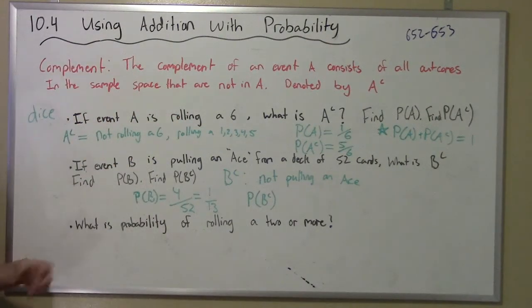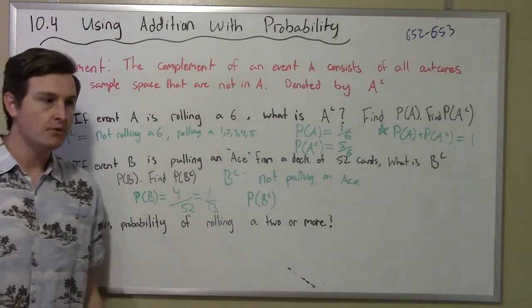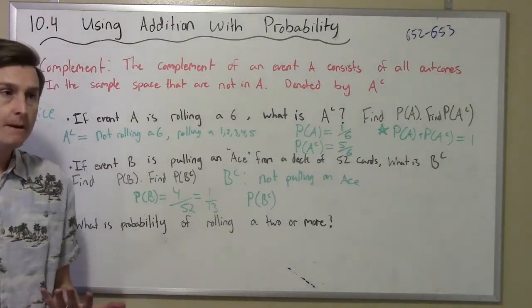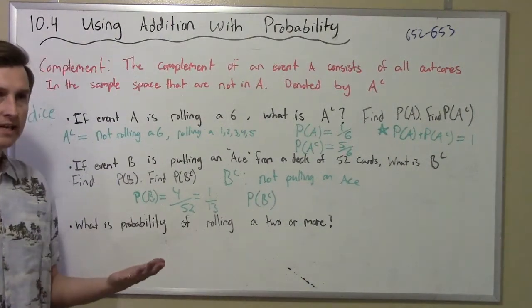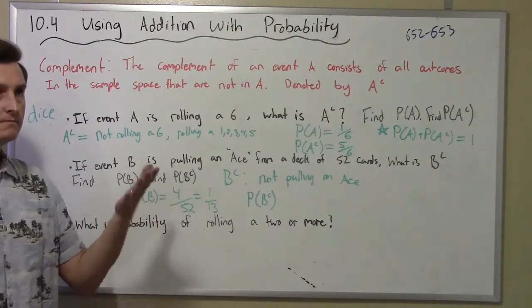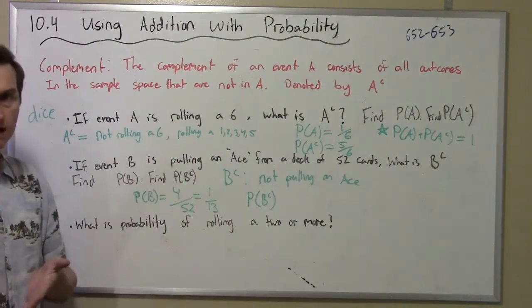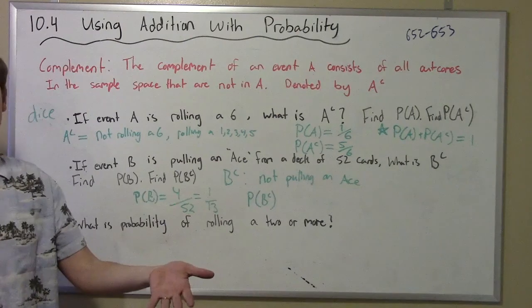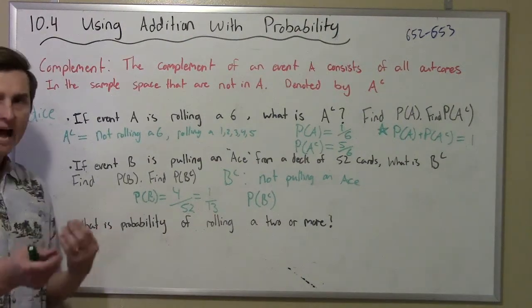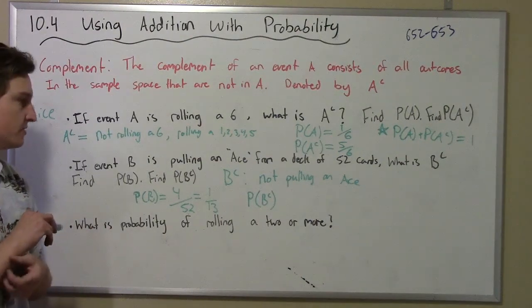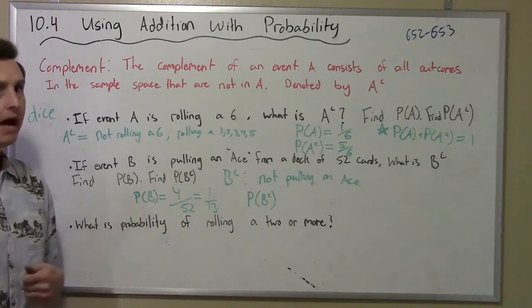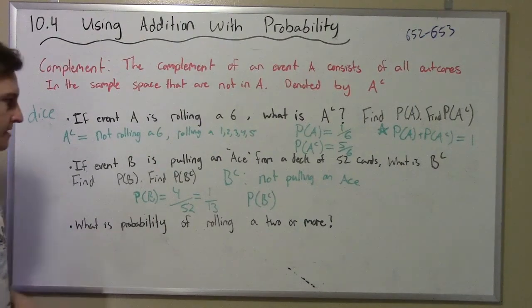This is kind of interesting because you think to yourself, well, how many ways are there to not pull an ace? You could count them all up, but you could also just think, hold on a second. If I do 52 minus 4, I get the other 48 options, right? Because these things have to be disjoint. They have to be mutually exclusive. I can't pull an ace and not pull an ace at the same time. That doesn't make any sense.